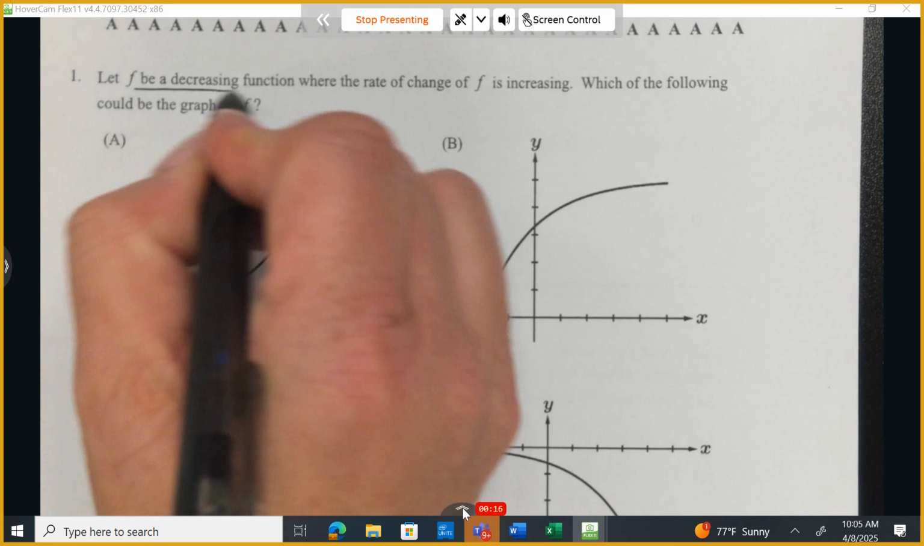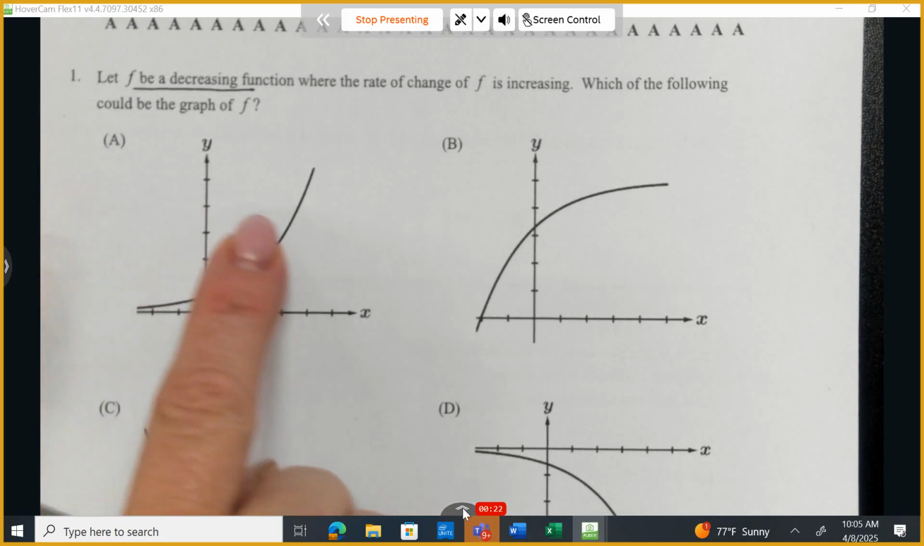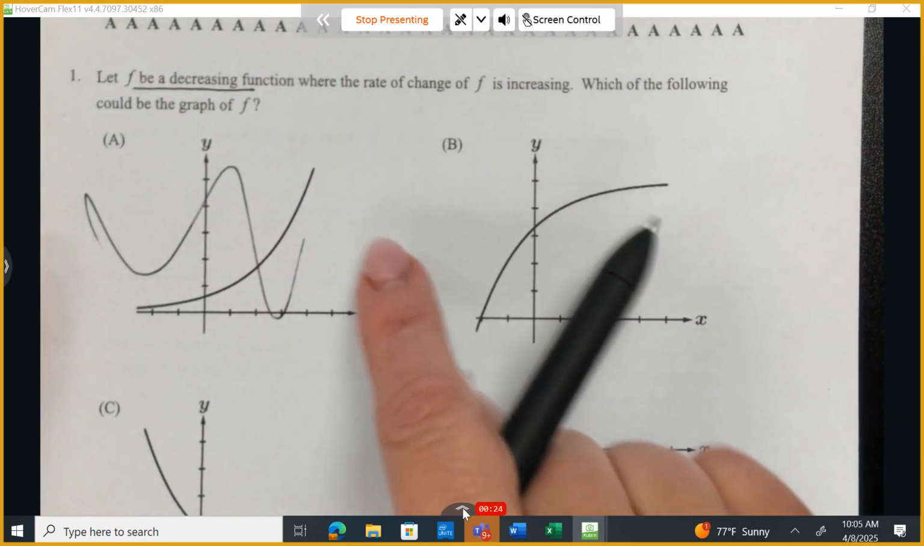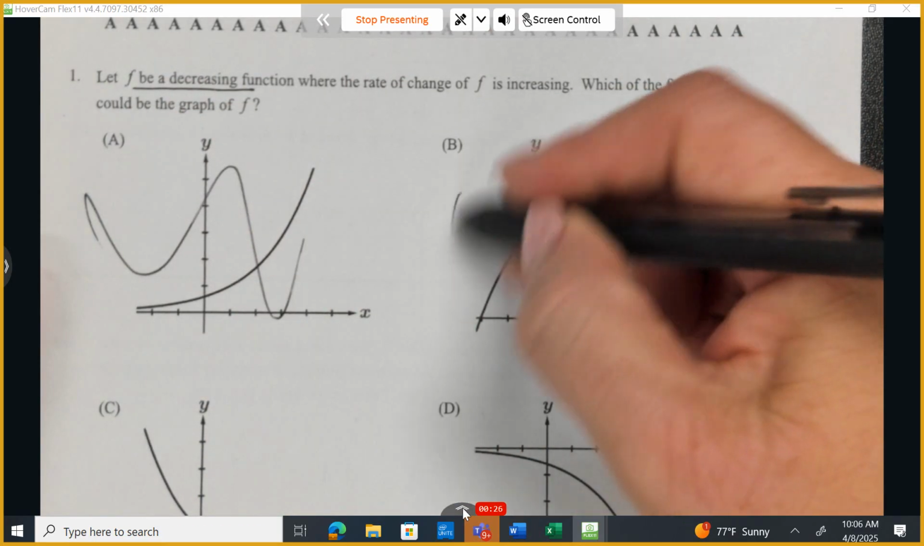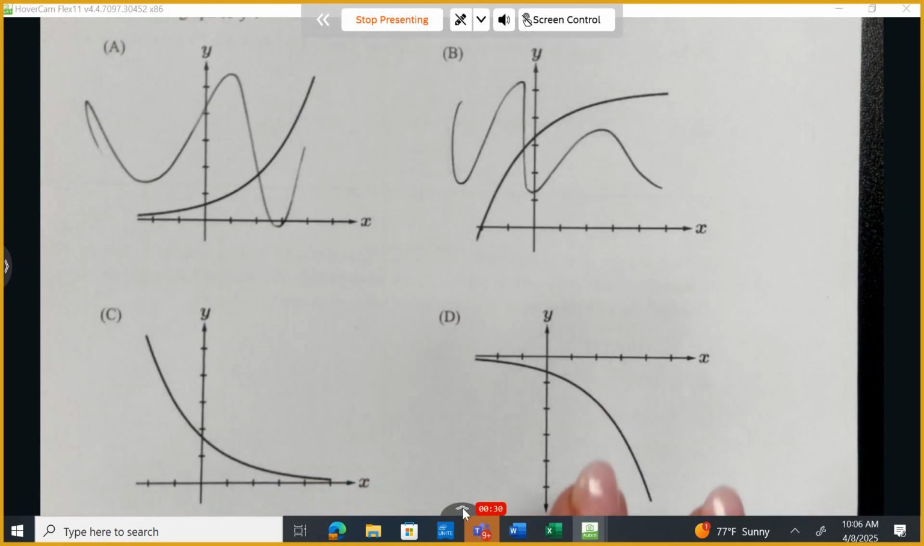This is describing the function. So if a function is decreasing, that means from left to right it's going down. The first thing I'm going to do is look at that. So this is not going down from left to right, I cancel it out. This is not going down from left to right, I cancel it out. So going down and going down. So I have two options right now. I have a 50% chance of getting this right.